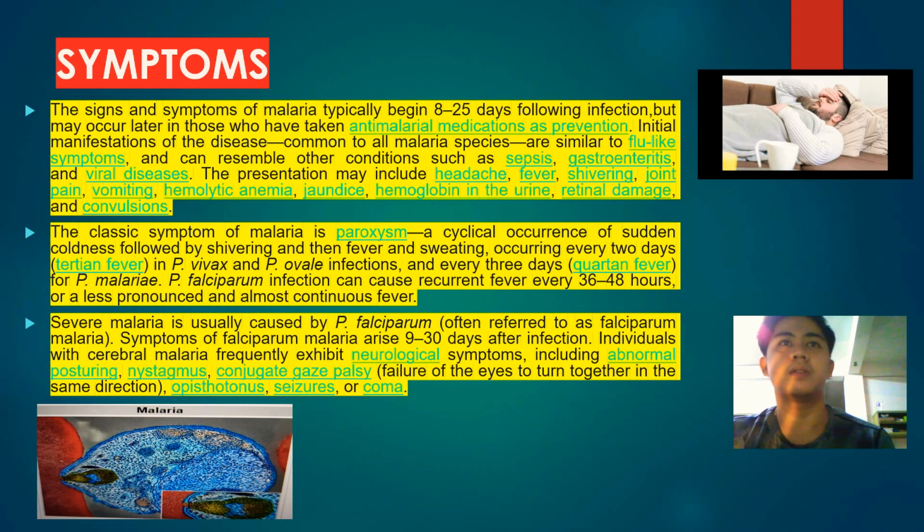Severe malaria is usually caused by P. falciparum, that is often referred to as falciparum malaria. Symptoms of falciparum malaria arise from 9 until 30 days after infections. Individuals with cerebral malaria frequently exhibit neurological symptoms including abnormal posturing, nystagmus, conjugate gaze palsy, that is failure of the eyes to turn together in the same direction, opisthotonus, seizures, or coma.